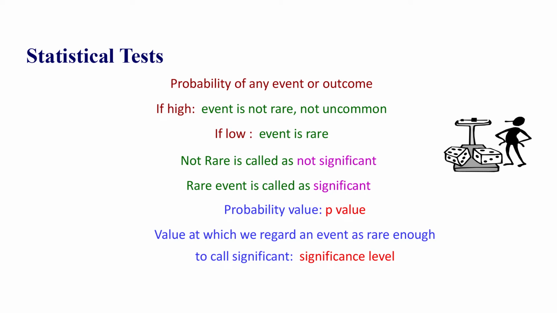So in statistical terms, the event which is not rare is called not significant, and the event which is rare is called significant. We will see the examples and you will understand what I mean by this. But as of now, you have to remember that if the event is rare, then it is called significant. If it is not rare, it is called non-significant. So probability value is the p-value, and the value at which we regard an event as rare: if you say that out of 90 days, if it rains on 10 days, then you will call it rare. Whatever level you consider, that is called the level of significance.